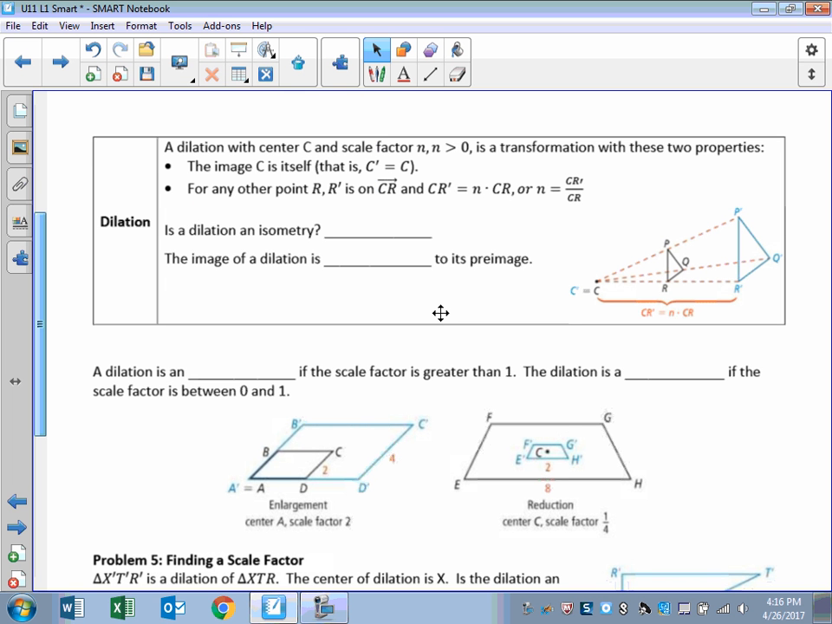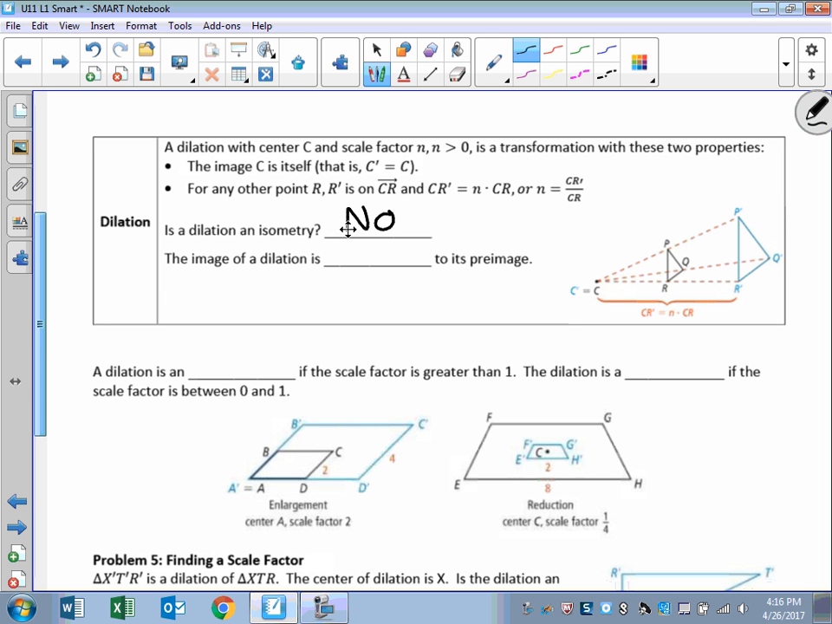Okay, part three will be dilation. So, first question, is a dilation an isometry? Well, a dilation makes a shape bigger or smaller, so the answer to this question is going to be no. Because even though it's going to be the same shape, it's not going to be the same size.